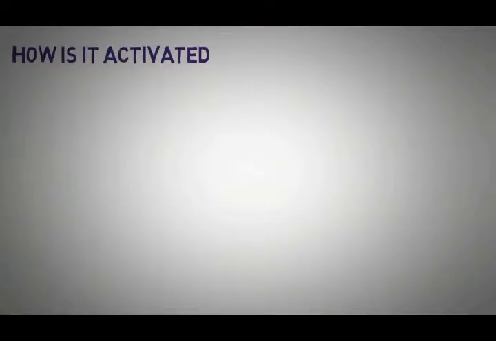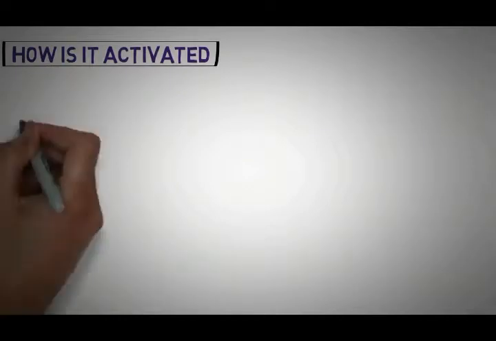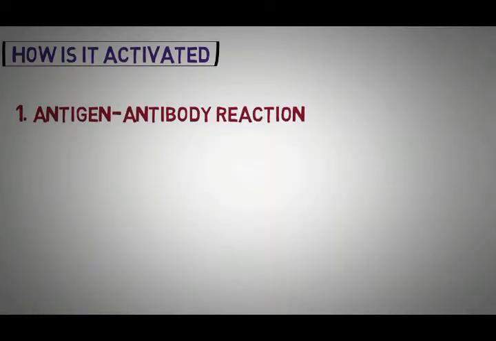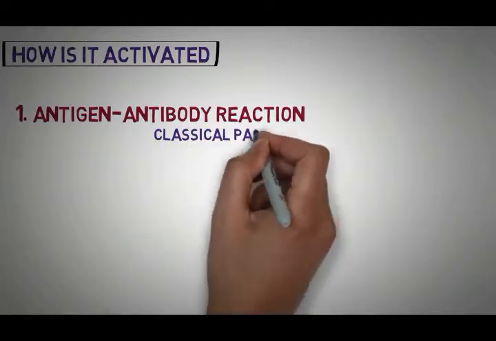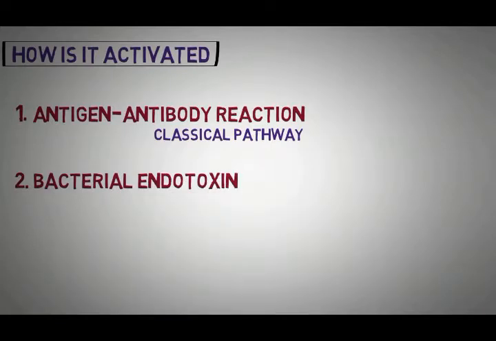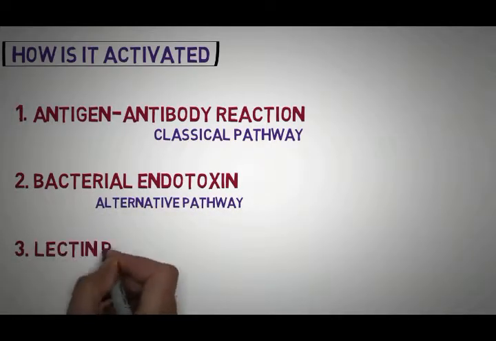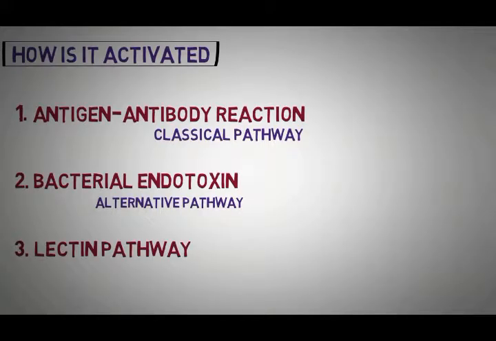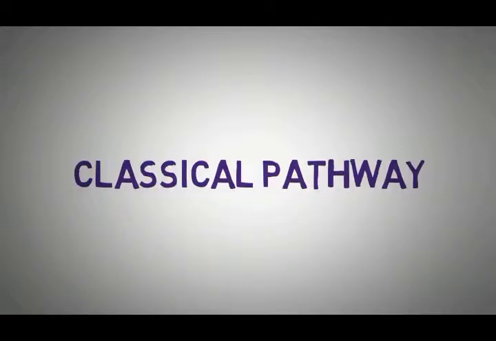Now let's look at how the complement system is activated. The first is the complement activation resulting due to the antibody-antigen reaction, which is known as the classical pathway. The second is through the bacterial endotoxin, which is known as the alternative pathway. And the third is the lectin pathway that results due to the protein known as mannose-binding lectin. Now let's study in a bit of detail about the classical pathway.